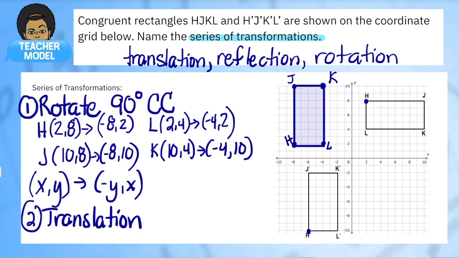I like to move this way first and then down. So I'm going to move over 2 and down 12. So I'm going to move this way to the right 2, and then I'm going to go down 12. These are my movements.